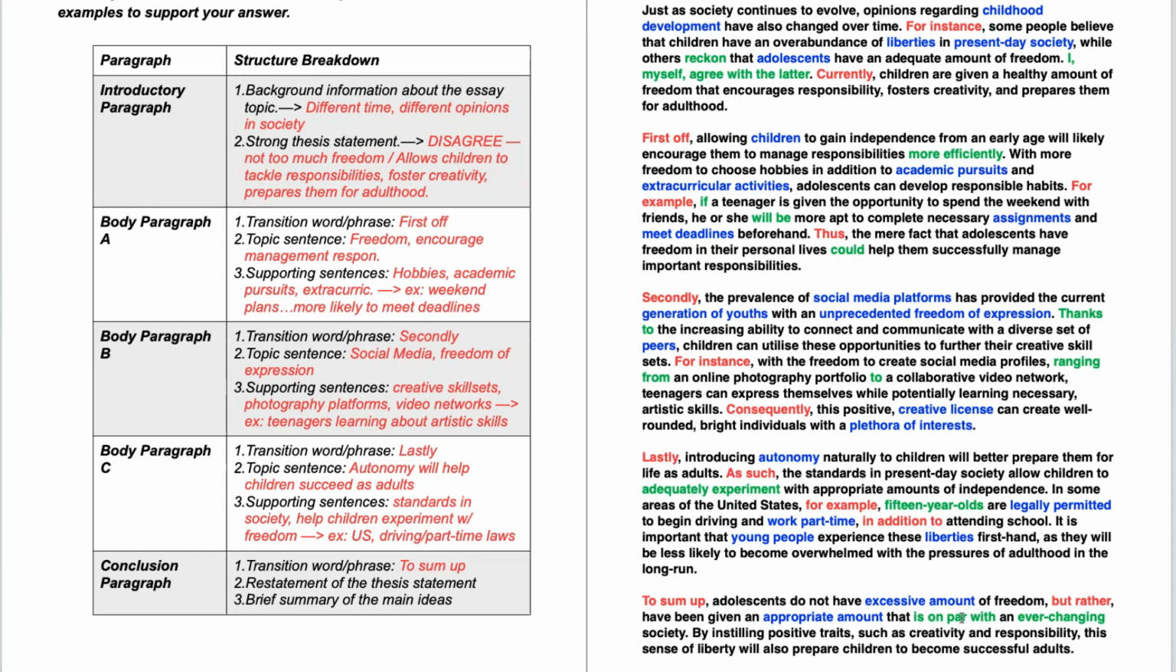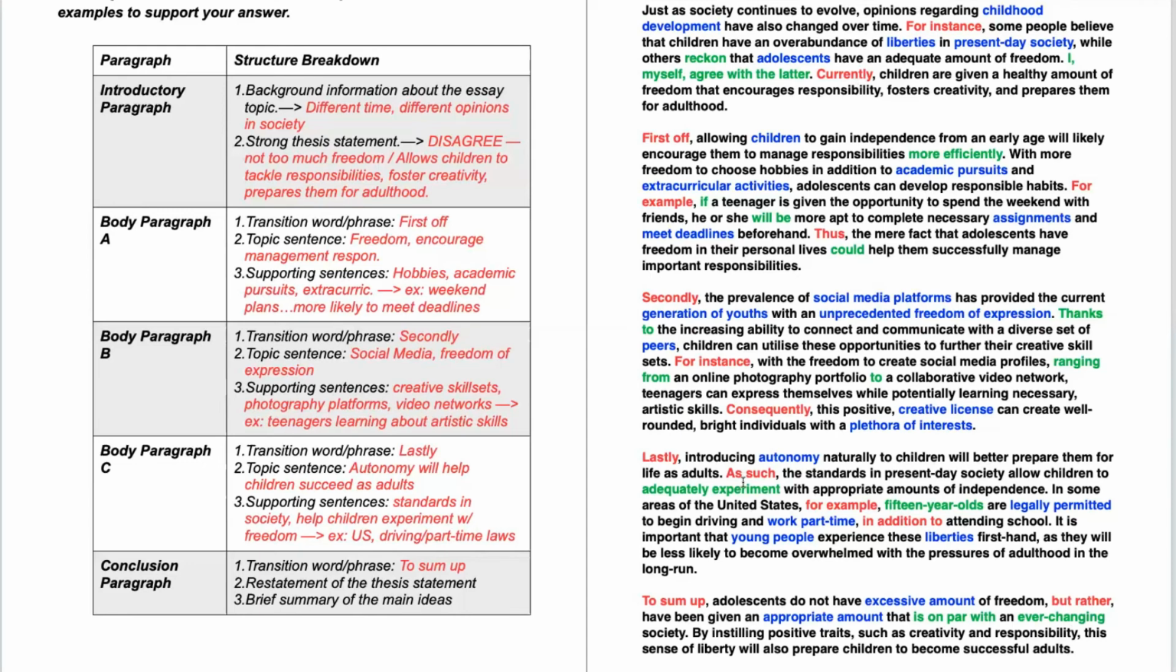Also, on par with and ever-changing, nice compound adjective and a good phrase. Lastly, you've got your words in red and your phrases in red for instance or for example. Then I have currently, and also like we had in our outline here, first off, secondly, lastly, and to sum up. So note how my paragraphs begin with that.